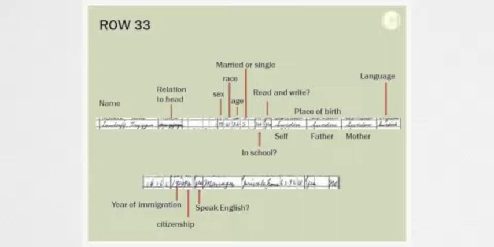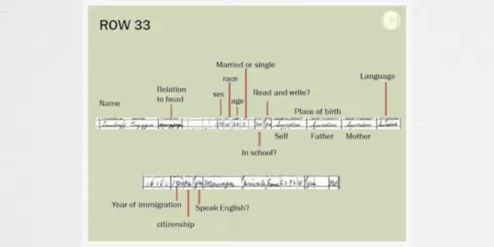He reported that he was born in Sweden, his father was born in Sweden, his mother was born in Sweden, and he spoke Swedish. Then below that, we see a year of immigration. He reported that he came in 1924. And next to that, you'll see the initials PA, and that means papers.